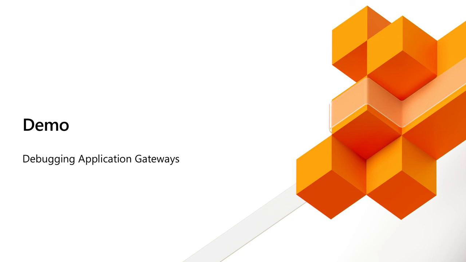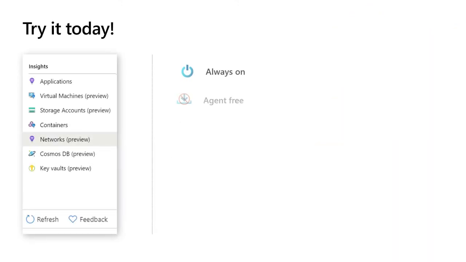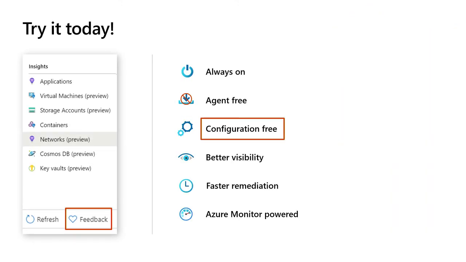So Network Insights does not require any agents or extensions. As I mentioned before, it utilizes the data that you currently have access to. It processes them and makes them available to you. It does not require a single line of configuration. It's always on. It's available to you in your subscriptions from within Azure Monitor.